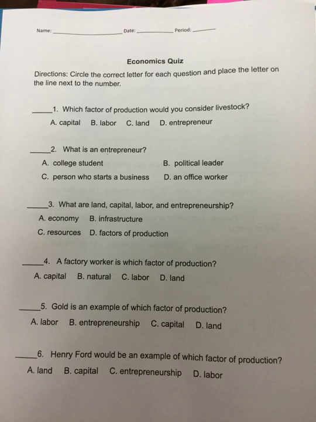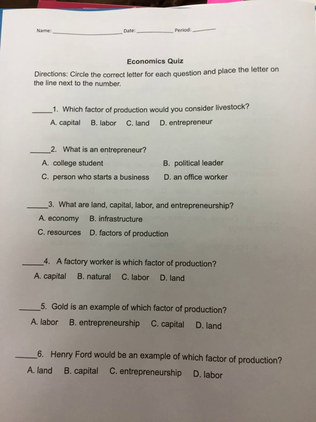Question number three. What are land, capital, labor, and entrepreneurship? Is it A, economy, B, infrastructure, C, resources, or D, factors of production? Question number four. A factory worker is which factor of production? Is it A, capital, B, natural, C, labor, D, land?